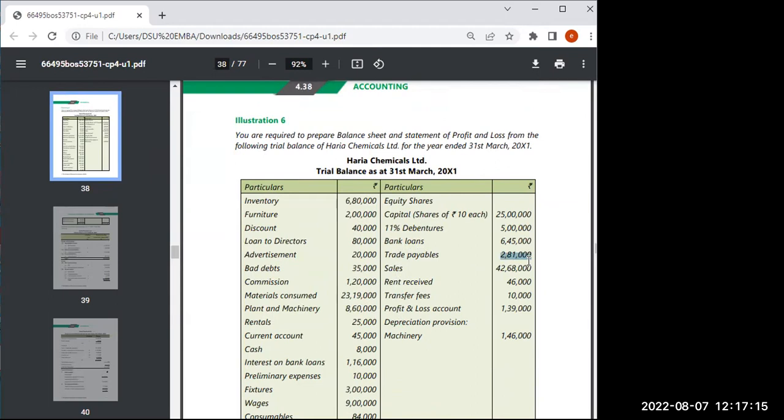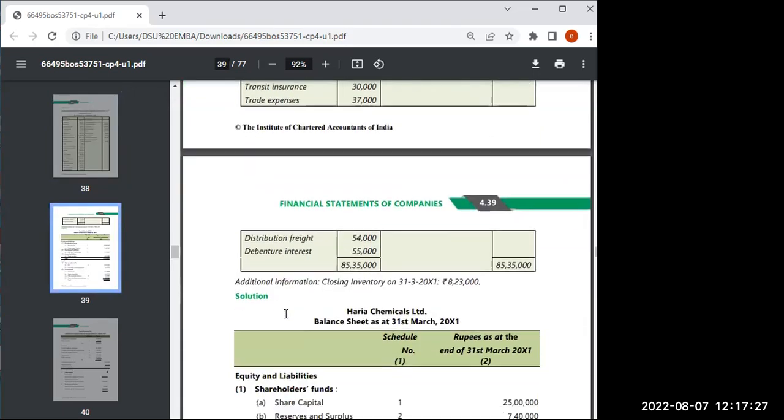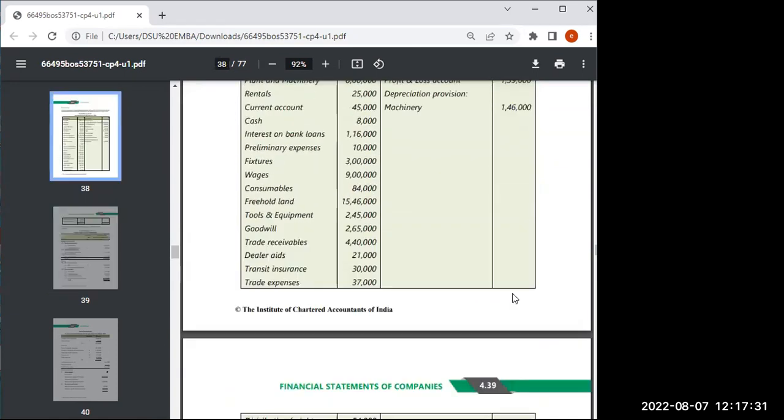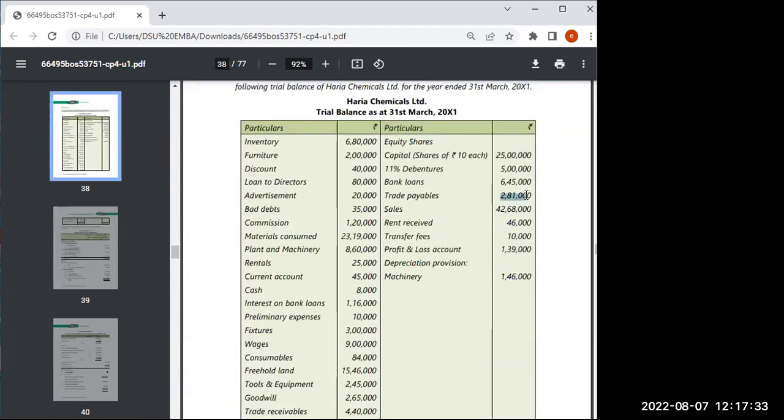P&L account we already considered for calculating the reserves and surplus. Depreciation provision we have to consider later for machinery. Now only one item is left, that is trade payable, which I have taken. Current liability, 2,81,000. This 2,81,000 is coming from here.